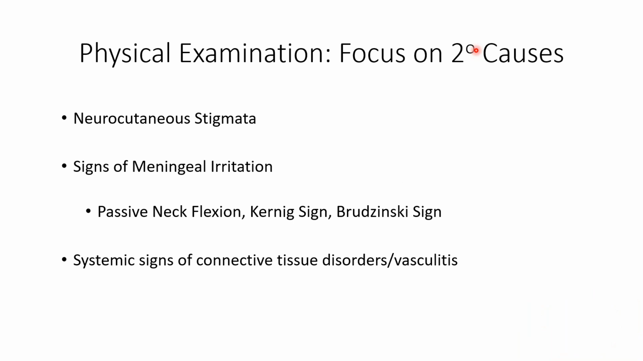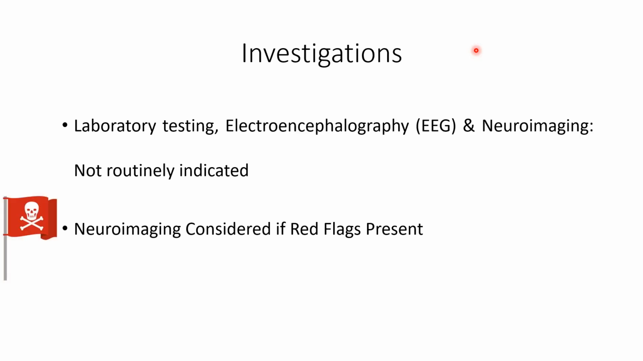The examination, we continue, we see the neurocutaneous stigmas, they may be present, they may help us in identifying neurocutaneous syndromes. We need to assess the signs for meningeal irritation, the passive neck flexion, the Kernig sign, the Brudzinski sign, and we need to also assess for systemic signs of connective tissue disorders or vasculitis, which may again suggest the systemic cause for headache.